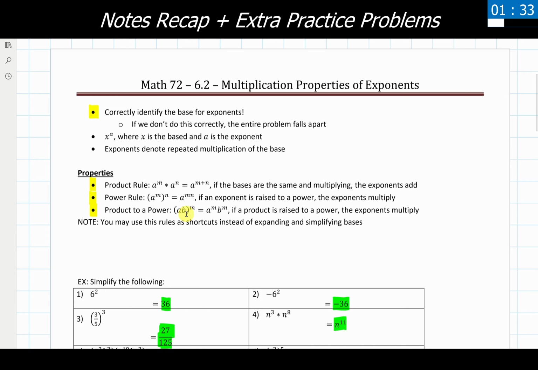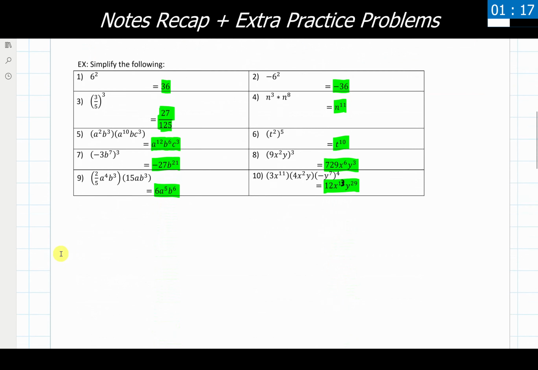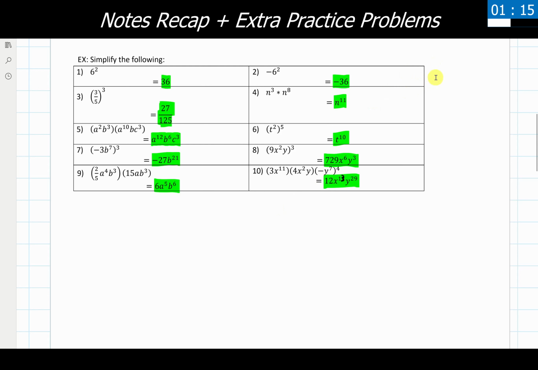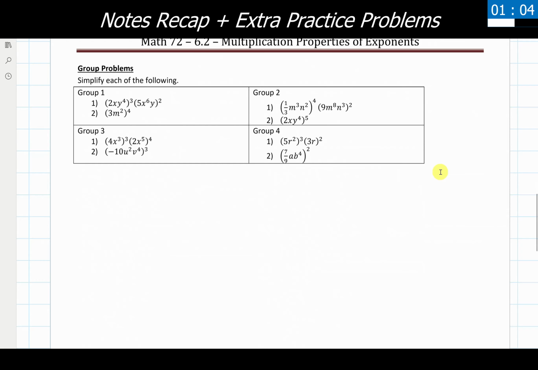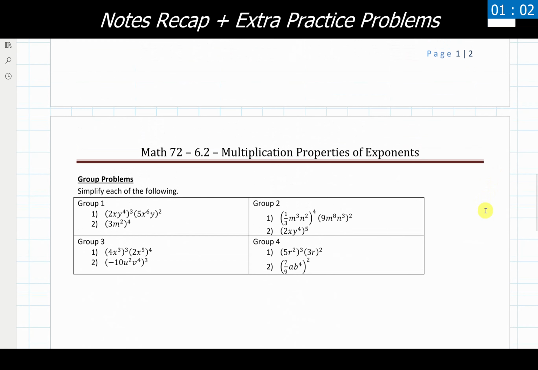Remember to be on the lookout for when we have negative signs showing up in bases, and are those negative signs inside of parentheses or outside of the parentheses. That's going to determine if the exponent affects that negative sign or not. We then went through and had kind of an 11th bonus example showing how we can apply those rules and get to each of our answers. And we'll go ahead and scroll down if you would like some practice problems for yourself. Here's a few that you can go ahead and try.